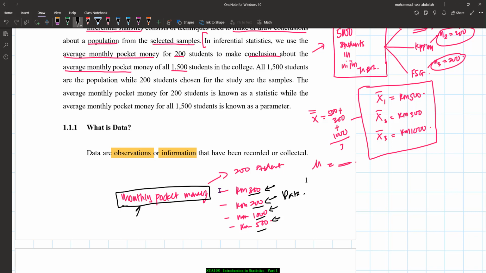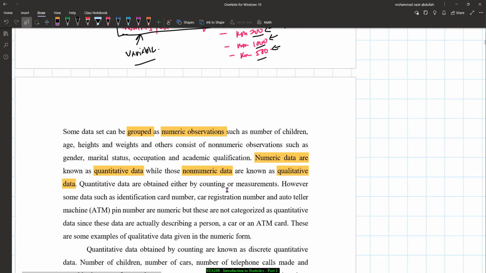Boleh faham, ha? So monthly pocket money is the thing that we are interested to find, right? So this is what we call as variable. So variable is something that we are interested to find, right? So the value inside the variable is called data. Okay. Now some data sets can be grouped as numeric observations, such as number of children, age, height, weight, and others consist of non-numeric observations, such as gender, marital status. Ni semua ini I summarizekan macam ni, ya.